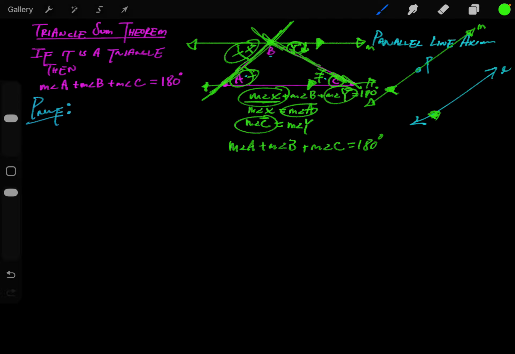Because again, X is the same as A from this line, so instead of writing X, I can write A. And then C is the same as Y, so instead of writing Y, I can write C. And then I get the result that I needed. In this equation, I exchanged X for A and Y for C.